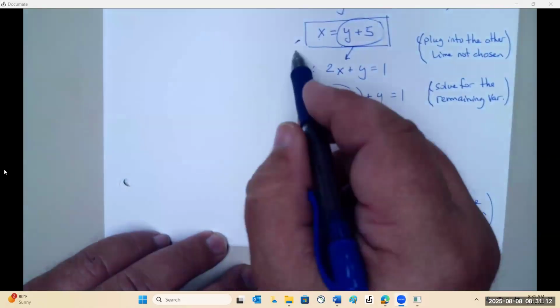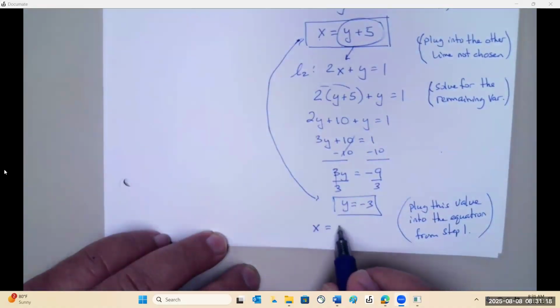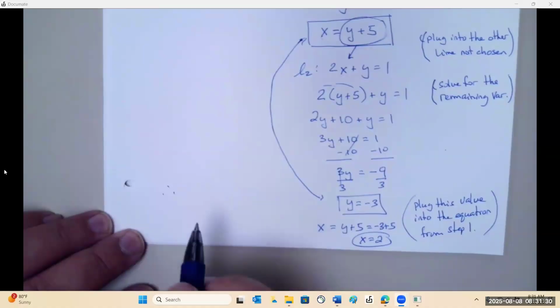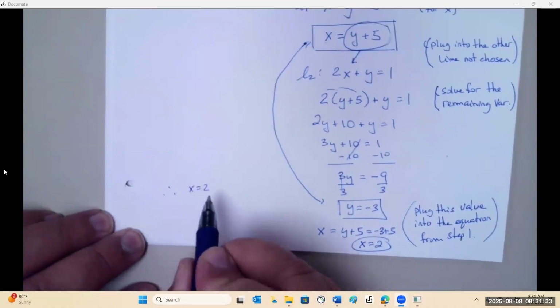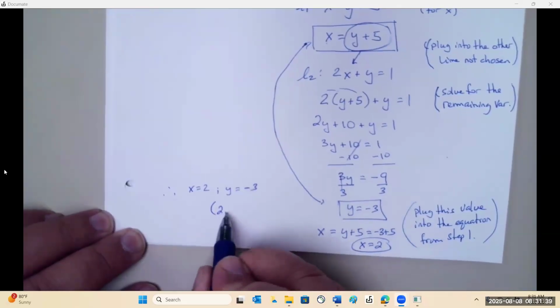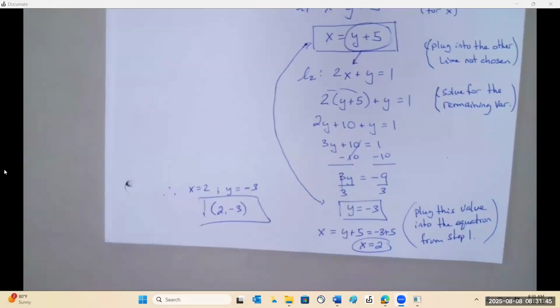So x is equal to y plus 5. Negative 3 plus 5, x is equal to 2. And that's our solution. X equals 2, y equals negative 3. So the point of intersection is 2, negative 3, which is what we got last time. Pretty easy. Just a lot of moving steps. That's the substitution method.